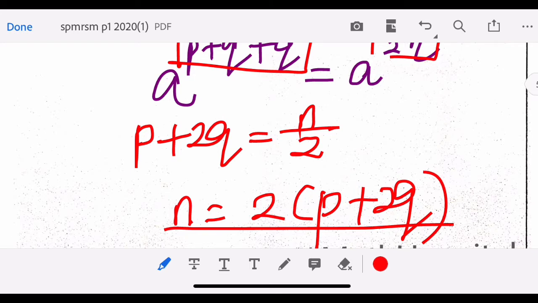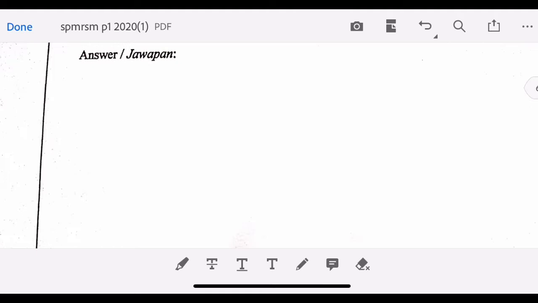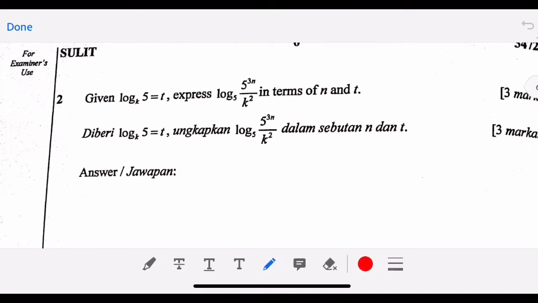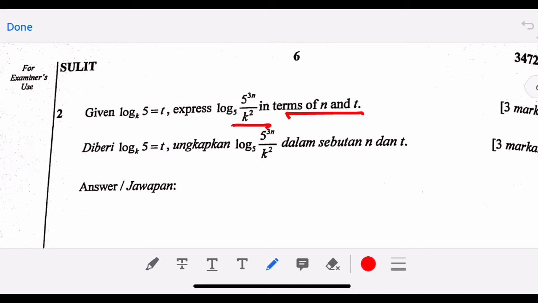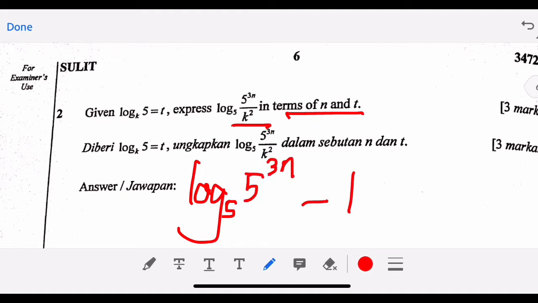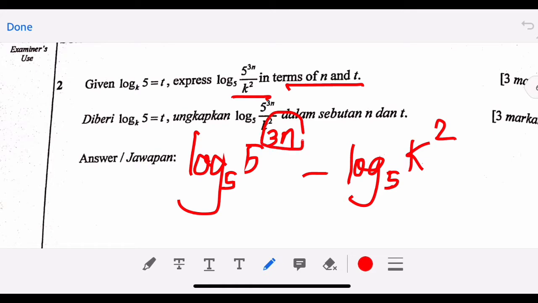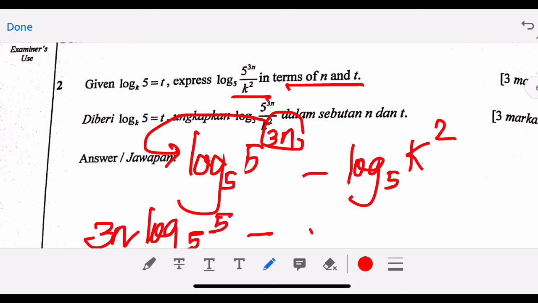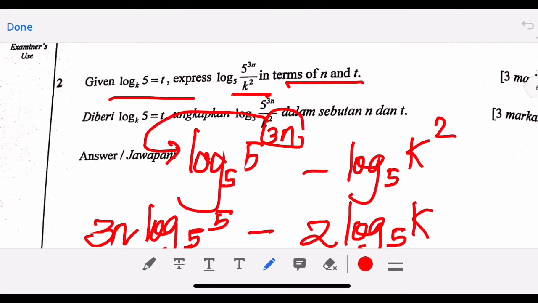2 bracket p plus 2q. So then question number 2, we need to express this in terms of n and t. Again, when you see logarithm, we will make it two terms when it is divided, with a minus. This is the first rule, and then you bring the power to the front. It becomes 3n log base 5 of, minus 2 log base 5 of k. The given one is base k.